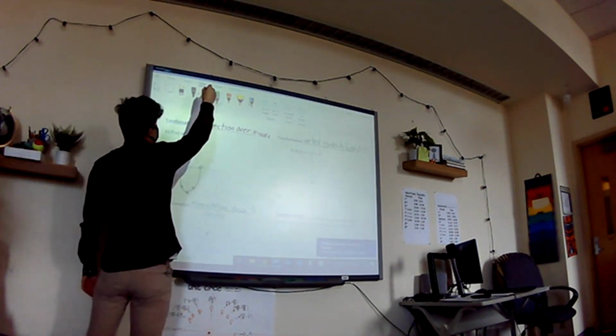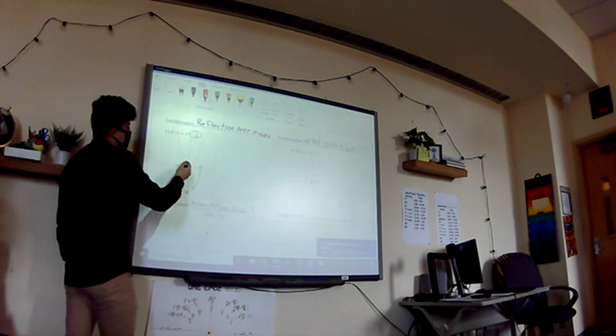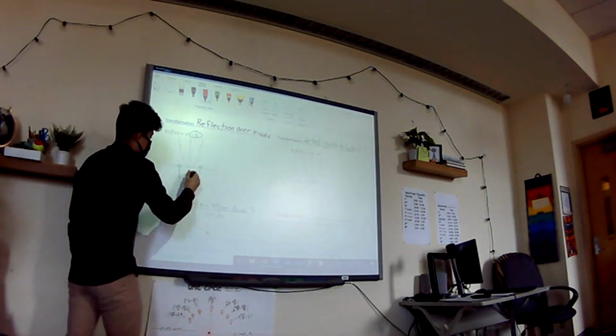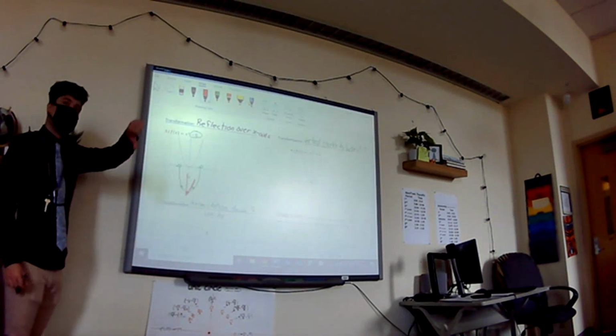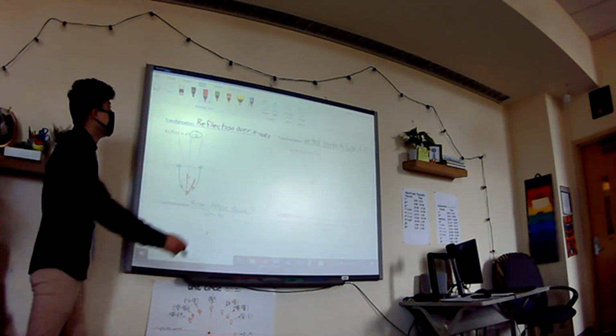Here's what I don't want. Don't do this on your paper. I wouldn't want you to be like, oh, it moves down 5, so it looks something like this. That would be bad, because that's not accurate at all.